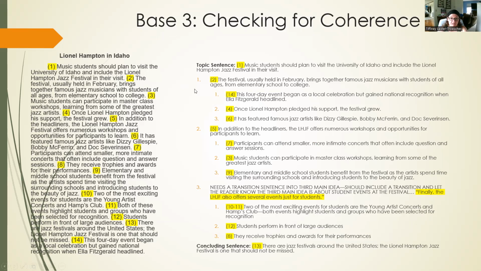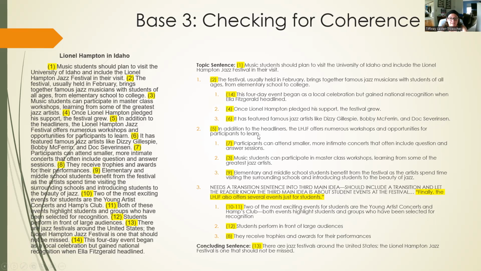What should have been the third sentence is the one that came at the very end. This 4-day event began as a local celebration, but gained national recognition when Ella Fitzgerald headlined. And then, once Lionel Hampton pledged his support, the festival grew. It has featured famous artists like Dizzy Gillespie, Bobby McFerrin, and Doc Severinsen. So all of this background information should have been up here as sentences 3, 4, and 5.